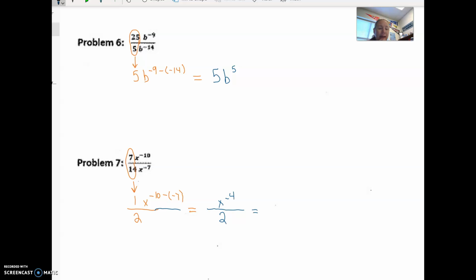And we can't flip the whole fraction. Remember, we can only flip the number that has a negative exponent. So that 1 actually comes in handy again because we'll have to still have a 1 here. The 2 stays where it is, and the x to the 4th flips to the bottom. So that goes to the bottom. So you end up with 1 over 2x to the 4th power.